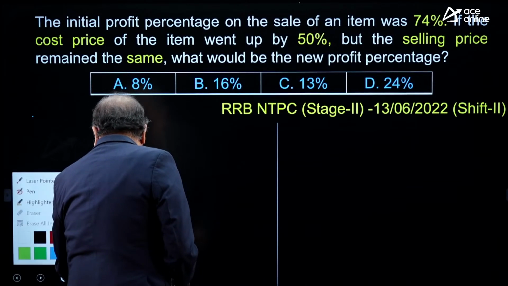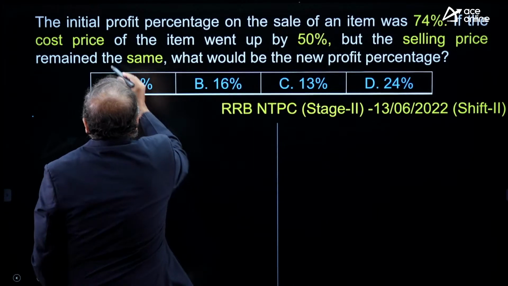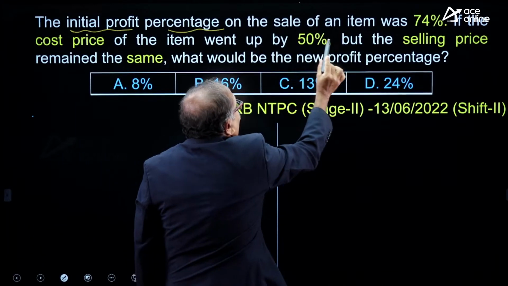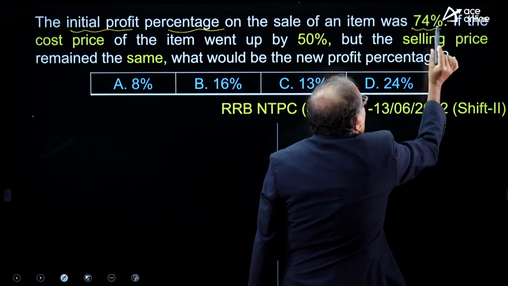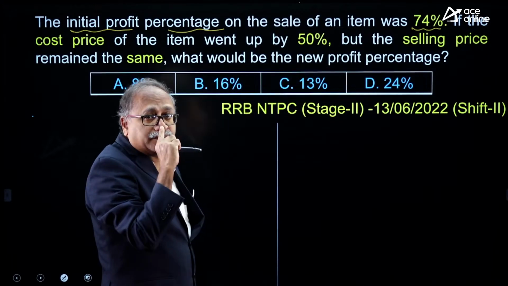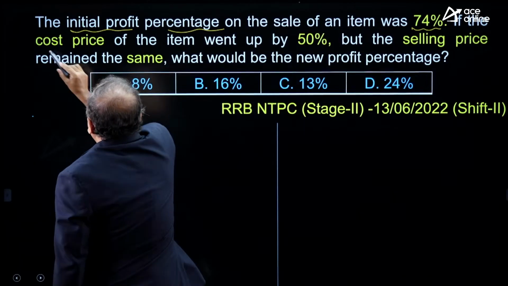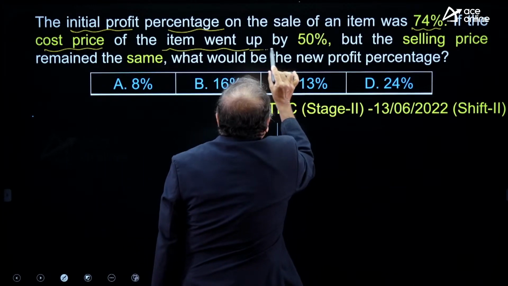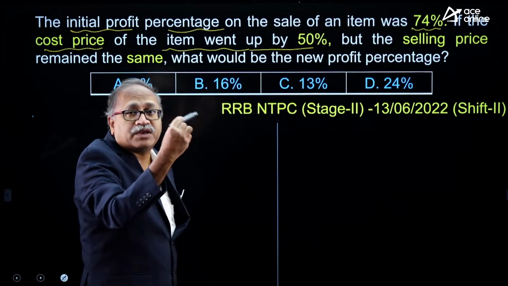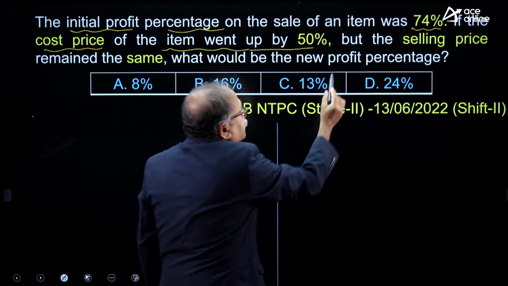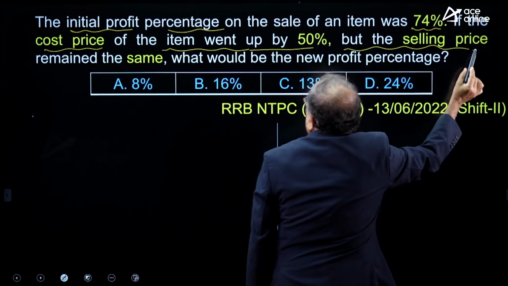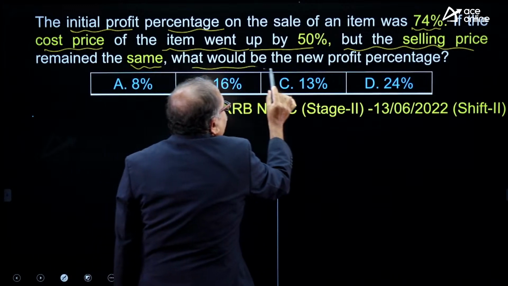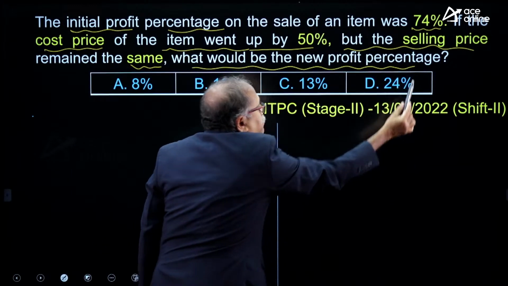What is this question? The initial profit percentage on sale of an item is 74%. If the cost price of the item went up by 50%, CP is increased by 50%, but the selling price remains the same, what would be the new profit percentage?